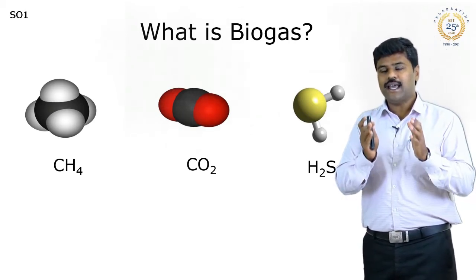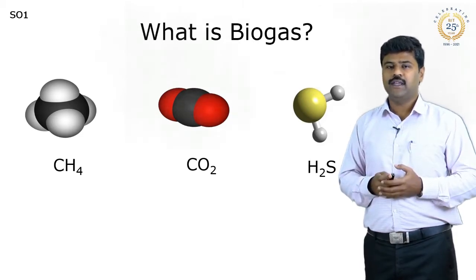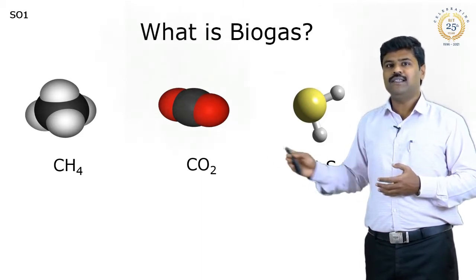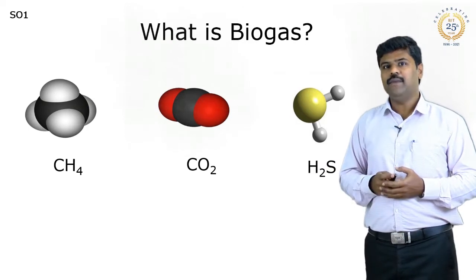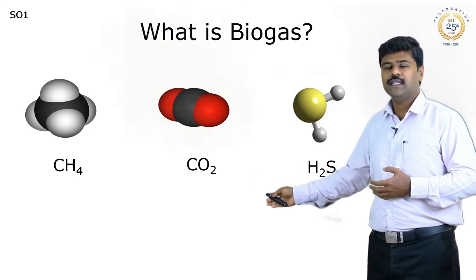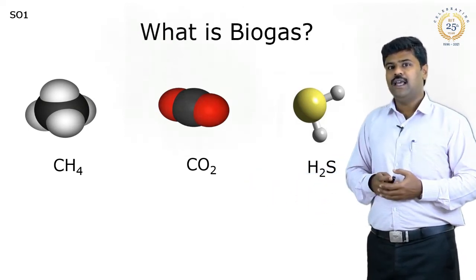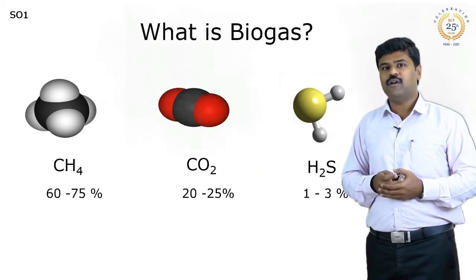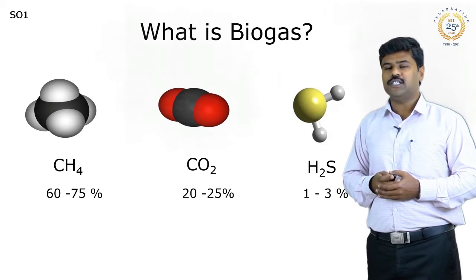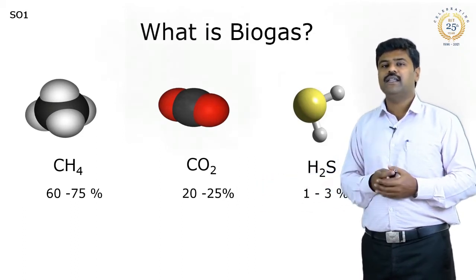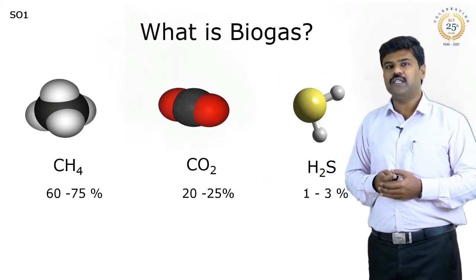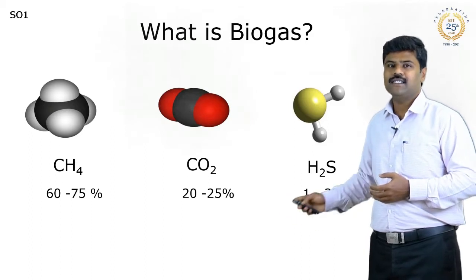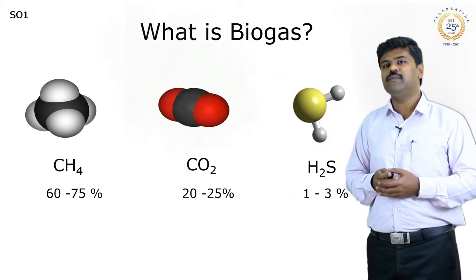Biogas is a natural energy-rich gas. It is composed mainly of these three types of gases: methane, carbon dioxide, and hydrogen sulfide. Of these three gases, methane comprises the maximum, 60 to 75%, and next comes carbon dioxide, which is 20 to 25%, and the least one is hydrogen sulfide, which is 1 to 3%.